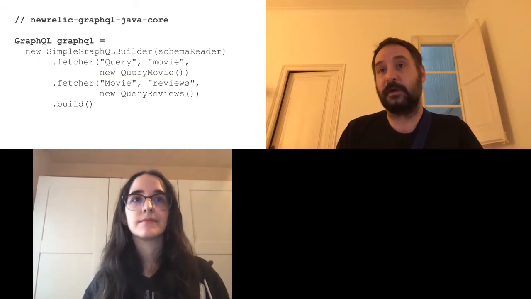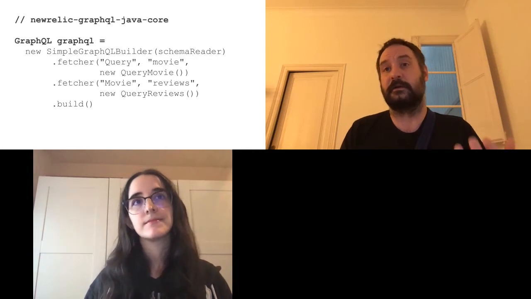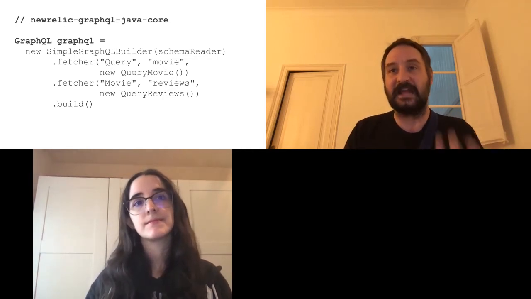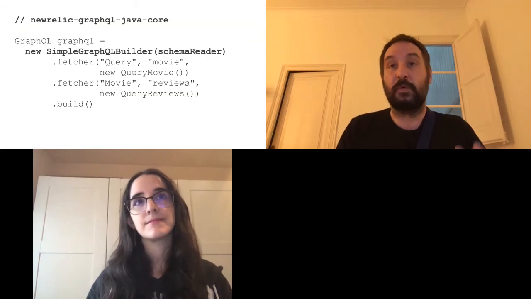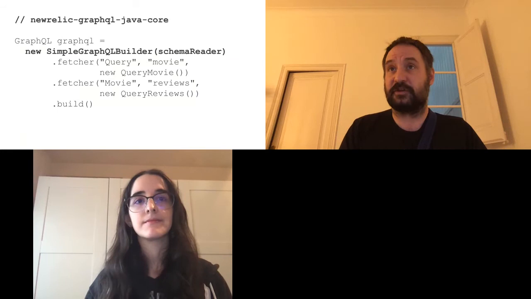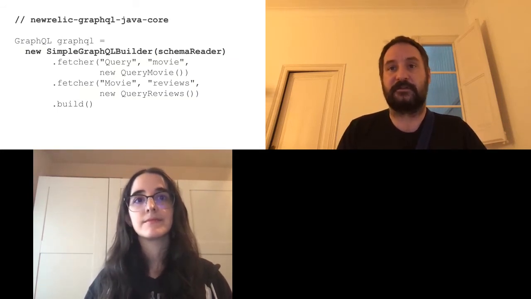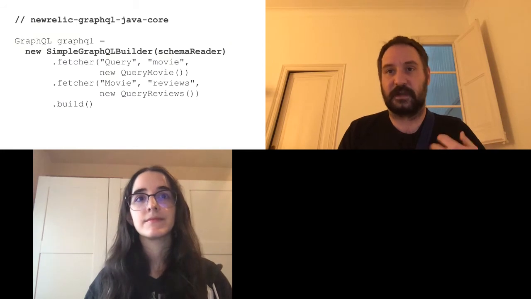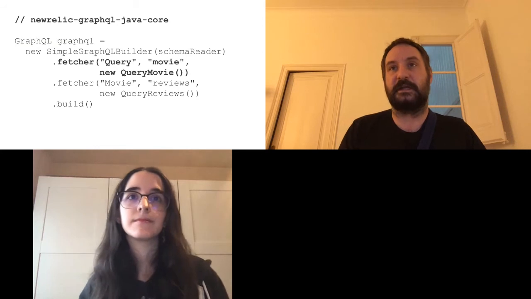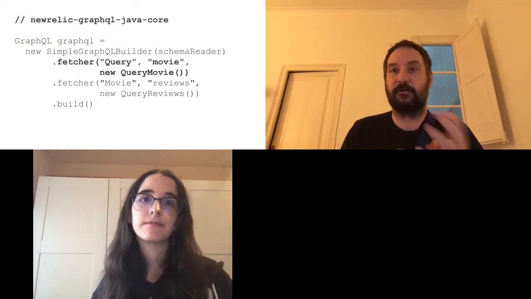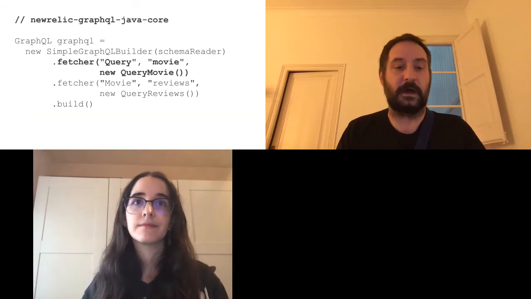So the GraphQL object that we're retrieving here at the top, this is the thing that comes from the underlying library. This is basically the engine for fulfilling a GraphQL request. We have our own class, this simple GraphQL builder, which you feed the schema. So it takes the text essentially of the schema as we've defined it. And then we have little methods on it here that we can use to inform the engine about how to resolve the different things that are in the schema.